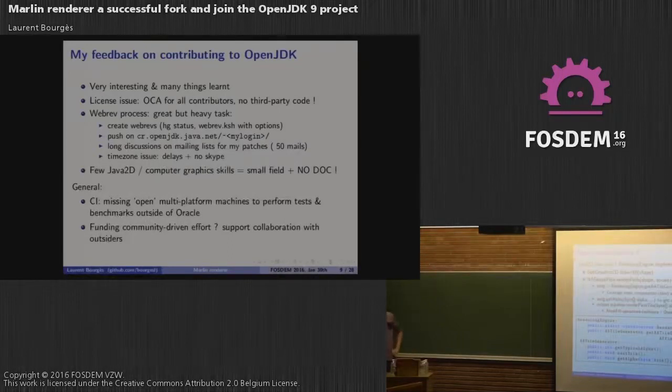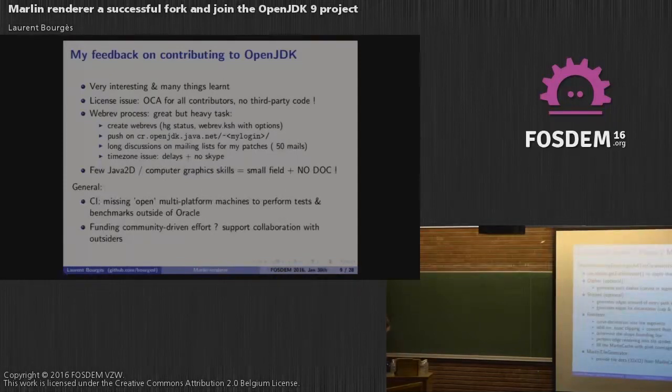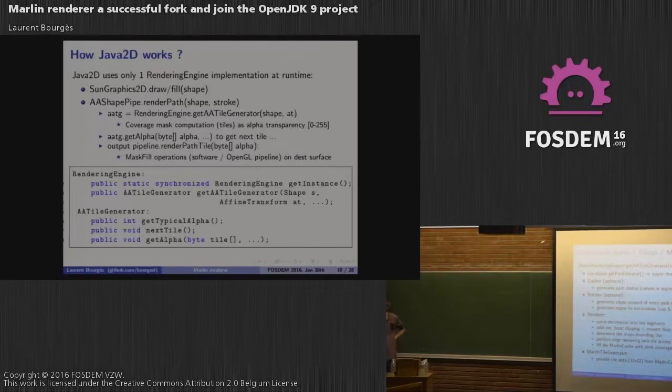You have the SunGraphics2D, which delegates to the ShapeSpanPipe to render the path. It has to compute the coverage mask, and then you have the mask fill operation, done in software like C code or OpenGL, which blends the pixels on the screen or in the image. Marlin, really quickly: like the others, you have to provide the coverage mask, so you have several steps. We have a pipeline with the dasher, the stroker, and the renderer.